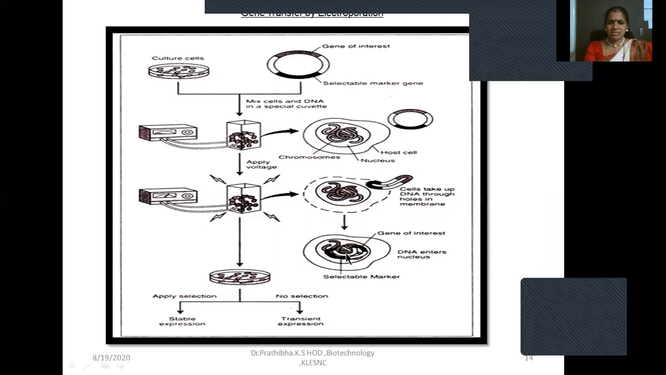DNA which has entered the nucleus, along with the selectable marker. Further, we can go for the screening and selection of the host cell. We can check whether the cell has taken up our desired DNA fragment or not.